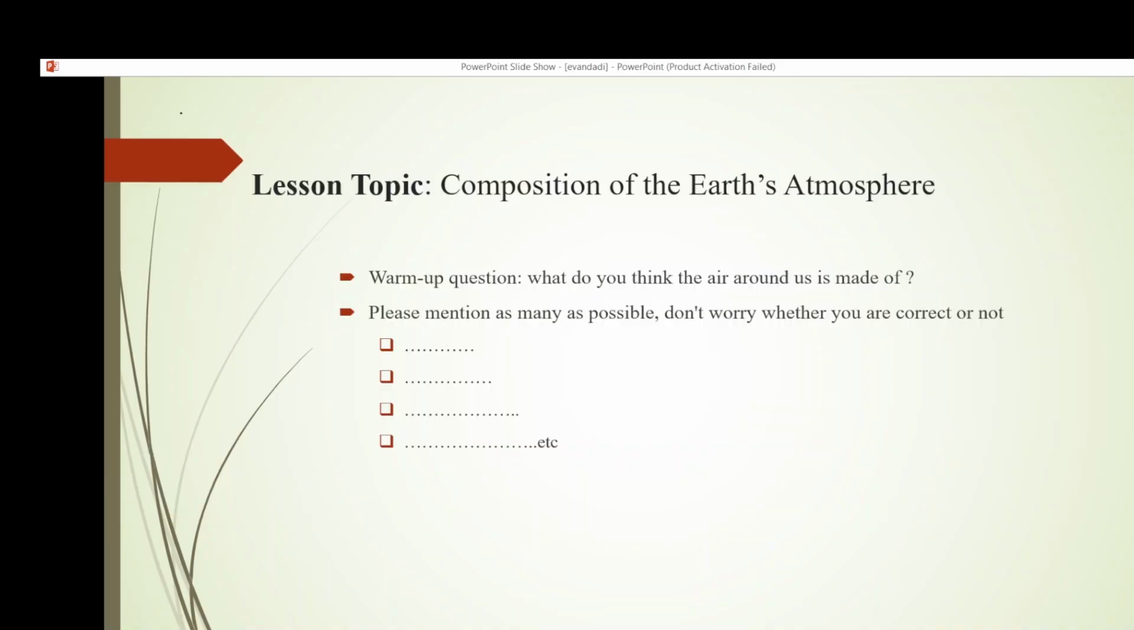But before starting today's lesson, let me ask a warm-up question. What do you think the air around us is made of? Please mention as many as possible. Don't worry whether you are correct or not.